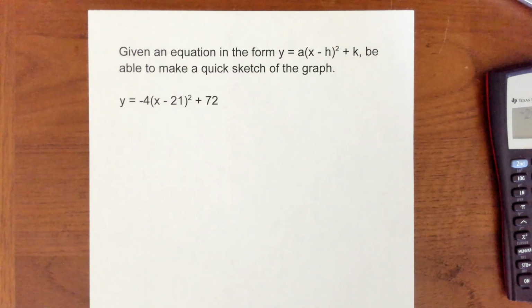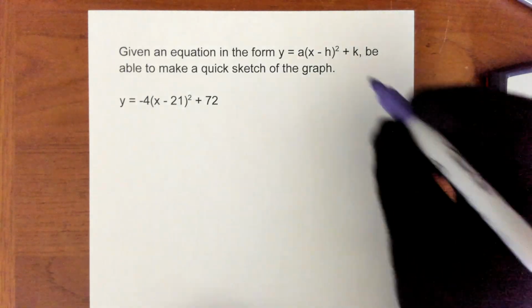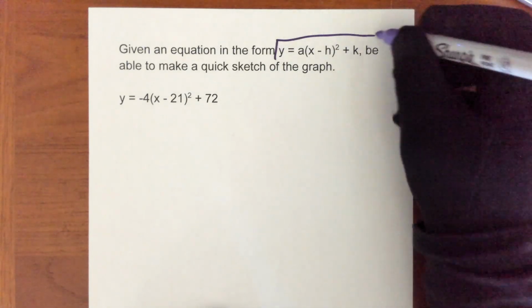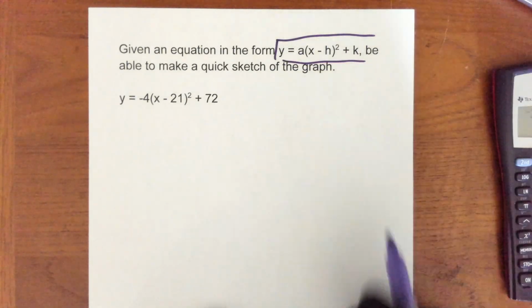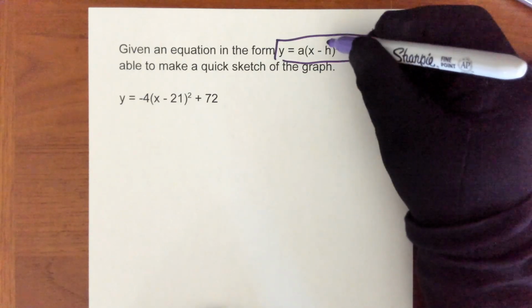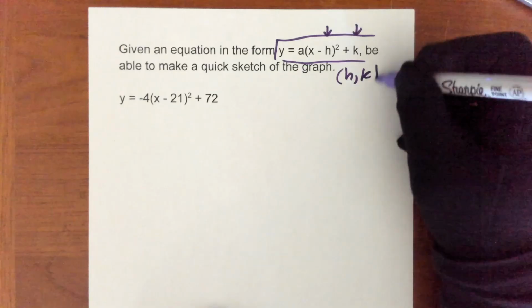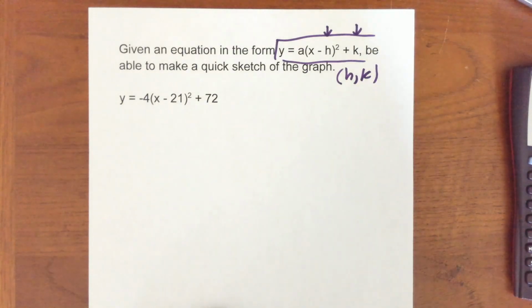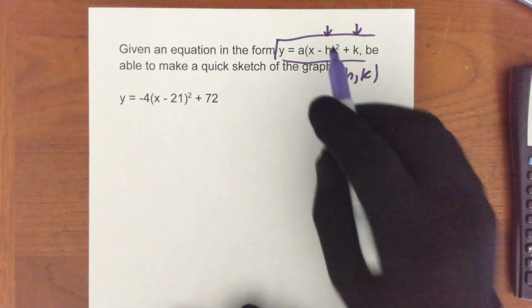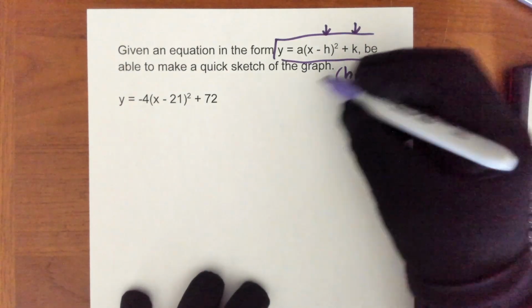Given an equation in the form y equals a(x minus h) squared plus k, be able to make a quick sketch of the graph, right? First thing that we have to realize is this is vertex form of a quadratic equation. In vertex form, (h, k) is the vertex of the graph, meaning, well, I can show you why.